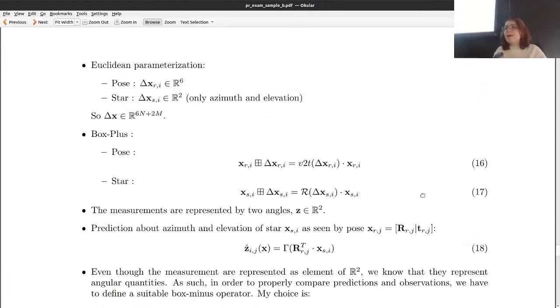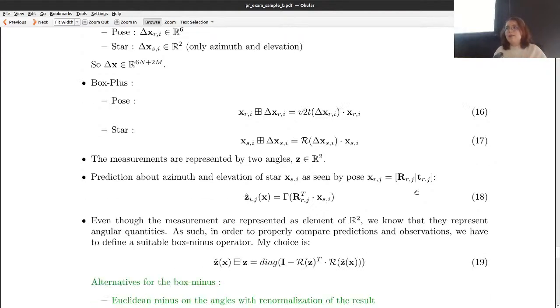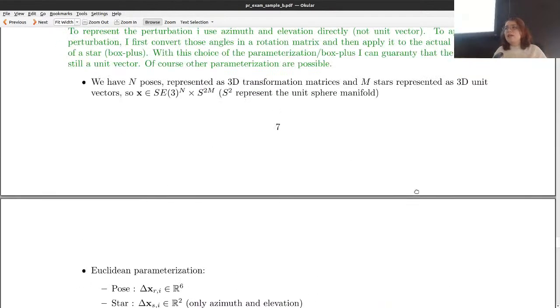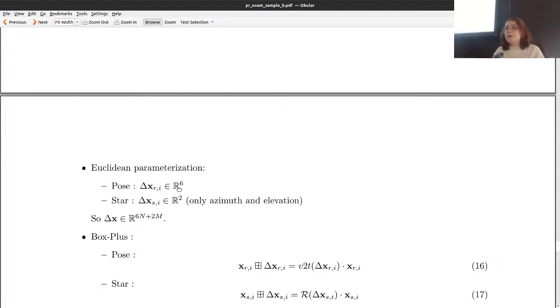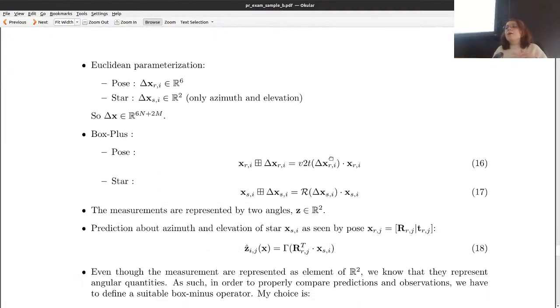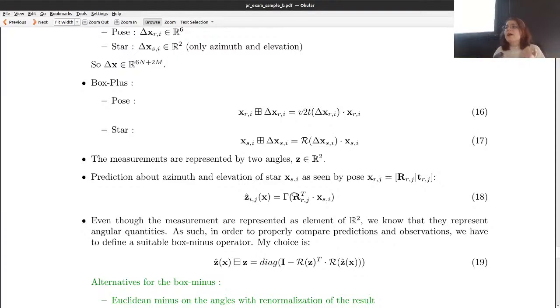So keep in mind that here you have, as I was saying, different levels of understanding. One level of understanding is that you say, okay, the robot belongs to S3, the star belongs to S2, the Euclidean parameterization is this, the box plus for the pose is this one, but I don't know what box plus I can use for the star. And this would be already something to write down in your exam.